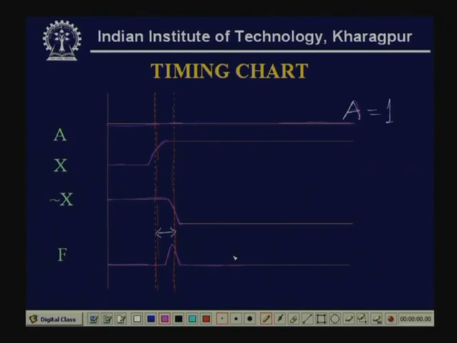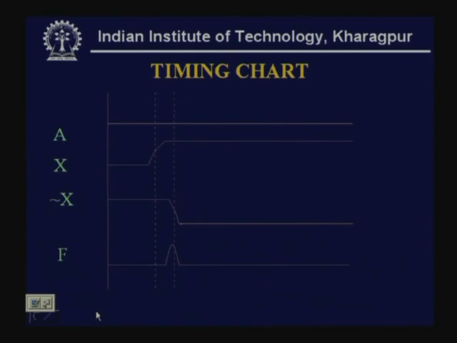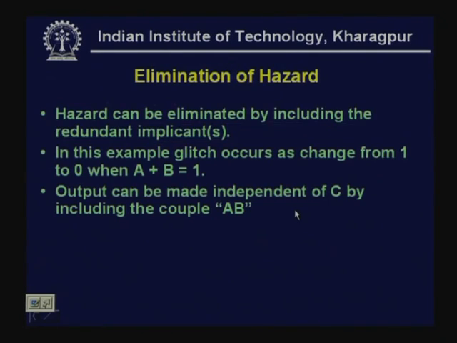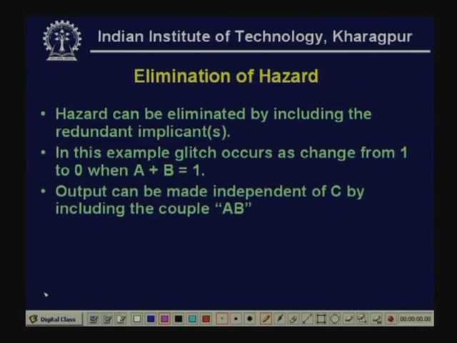So, this is a static hazard. Now what we are discussing is how we can eliminate the hazards, the elimination of hazards by K-map. See, the hazards can be eliminated by including the redundant implicants. So, in this particular example, the glitch occurs as the C changes from 1 to 0.